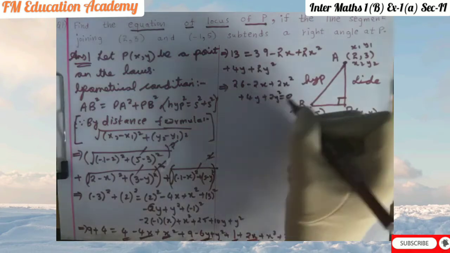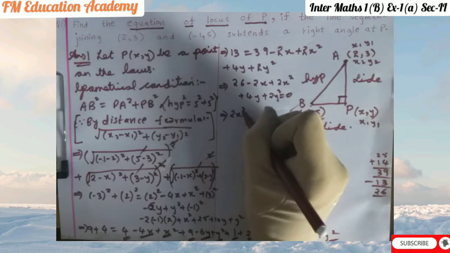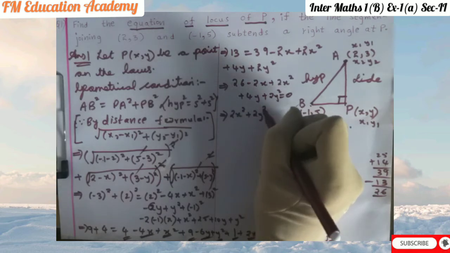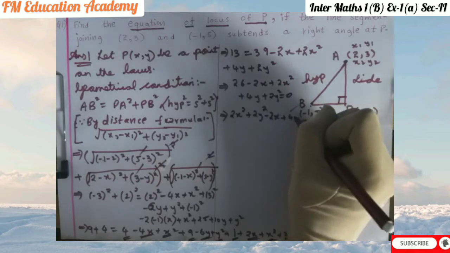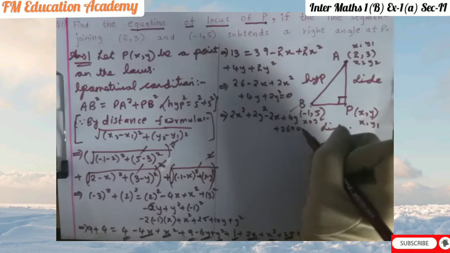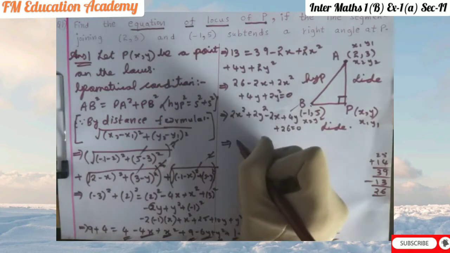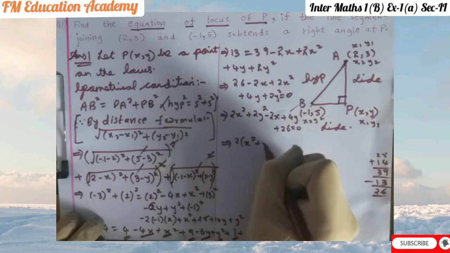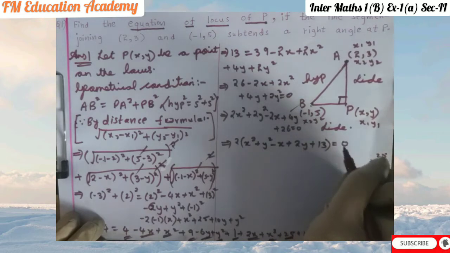So now what we can do? First we'll write x square terms, 2x square, then we'll write y square term, 2y square, then we'll write x term, that is minus 2x, then we'll write y term, that is plus 4y, then we'll write the constant, that is plus 26 is equals to 0. Now here if you observe, all will go in 2 table, so we'll take 2 common out, so it will become x square plus y square minus x plus 2y plus 13 is equals to 0.